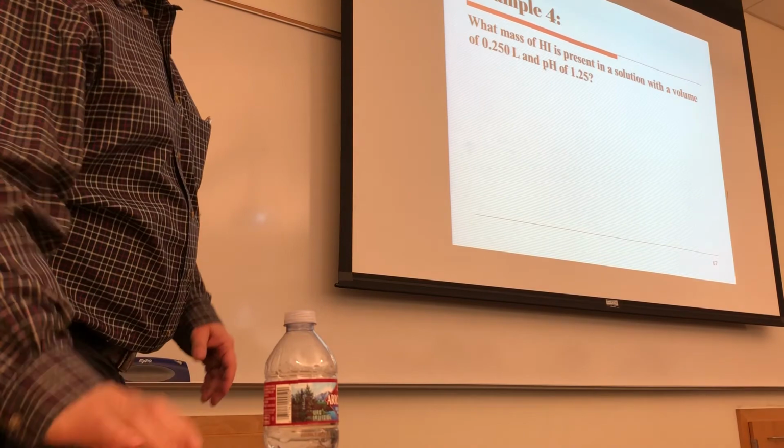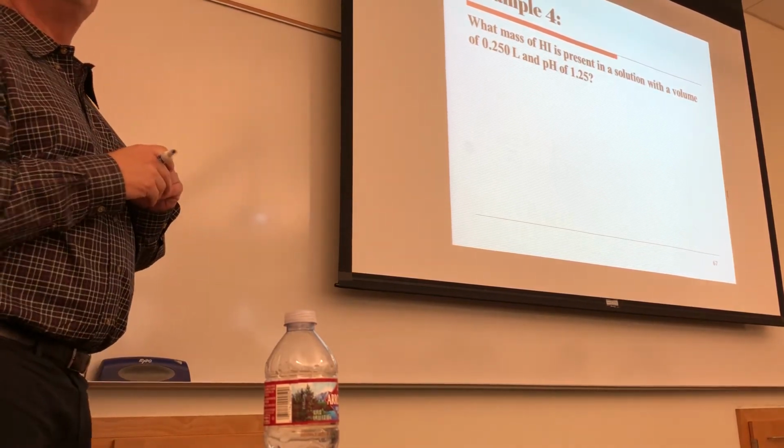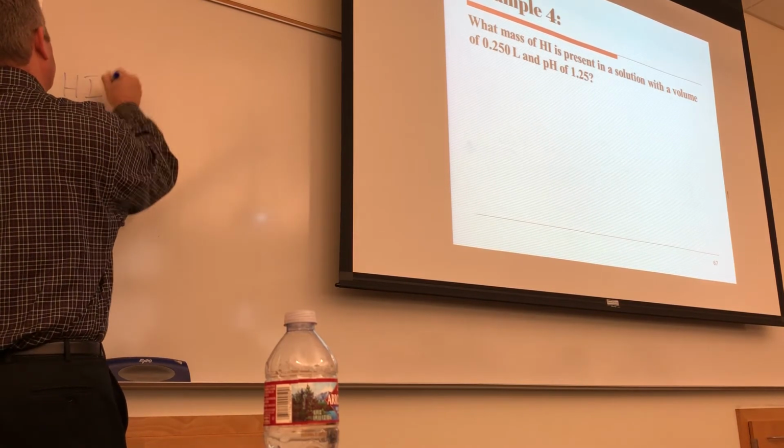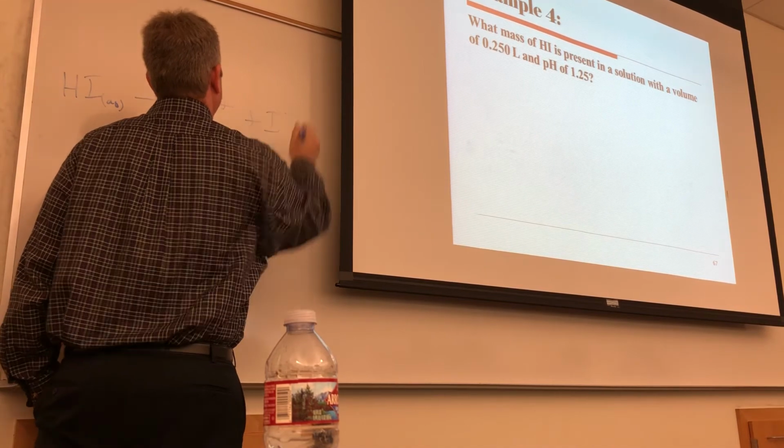First find your concentration. Let's do the equation. HI, is that a strong or weak acid? Strong. So I have HI, and it's aqueous, it's going to go to H plus and I minus.